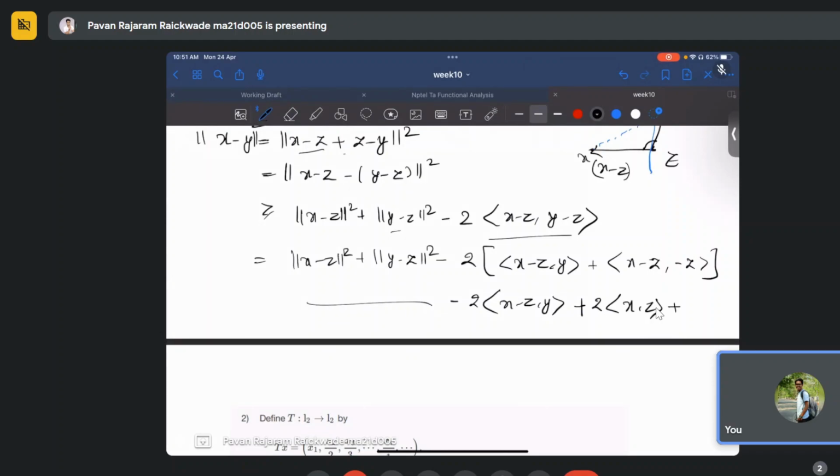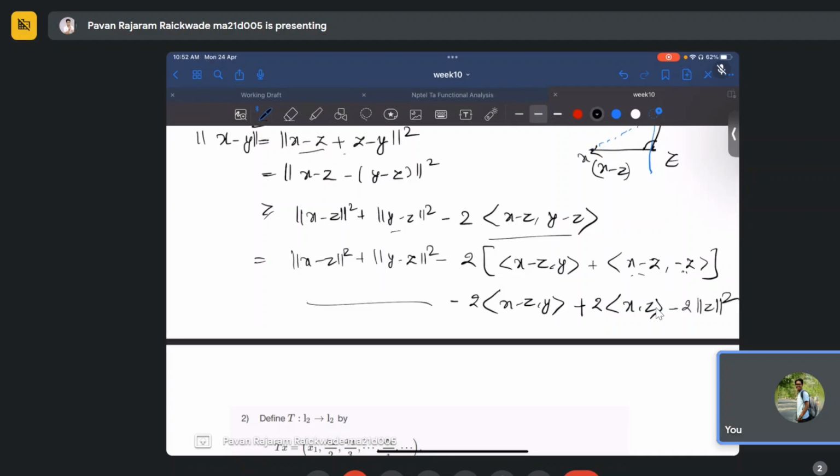Okay, so let's see, the inner product of x with z, then the minus goes out: minus minus plus 2. The inner product of minus z with minus z, which is plus norm z, then the minus will come out. Then this is minus 2 times norm z squared.